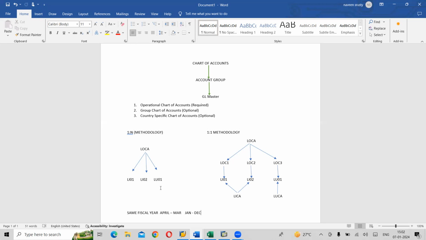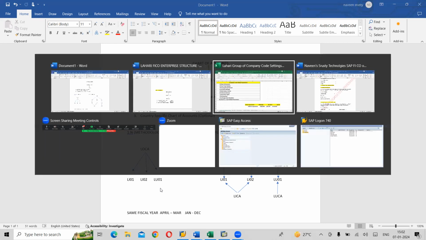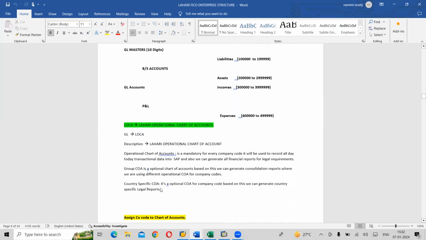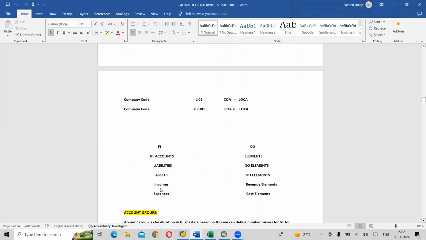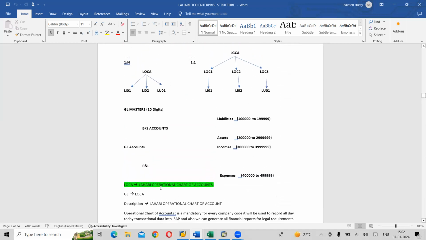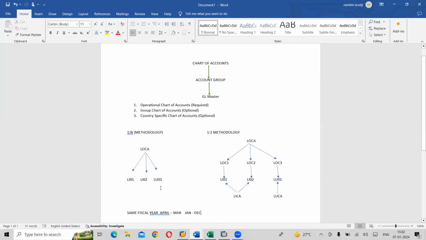Next one. Same thing I have mentioned here. Next: what is the advantage if you are using the same operational chart of accounts? In the sense, intercompany transactions are possible. If I am using different operational charts of accounts in the 1:n methodology, then intercompany transactions are not possible.